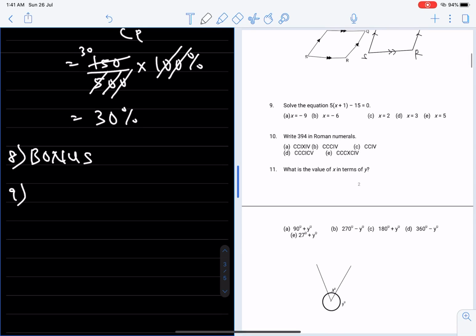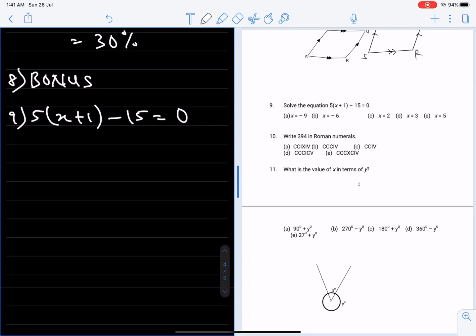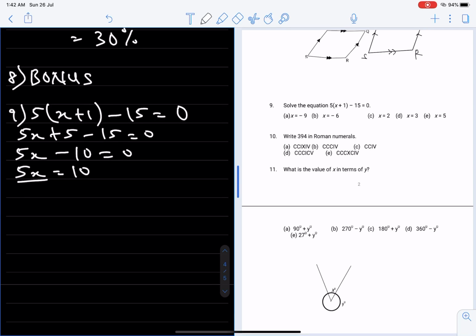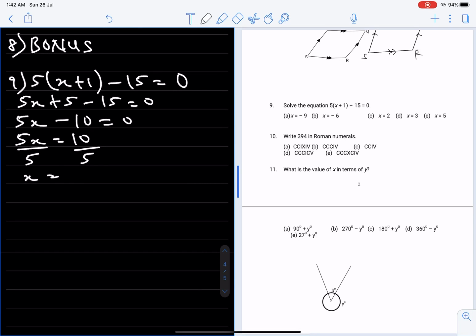Solve the equation 5 times x plus 1 minus 15 equals 0. That simply means 5x plus 5 minus 15 equals 0, which means, of course, when you open the brackets, that's where you have 5x plus 5 minus 15 equals 0. And that means 5 minus 15 is minus 10, so 5x equals 10. When minus 10 goes to the right hand side, it becomes plus 10. And now we divide both sides by 5. Then that means x equals 2.